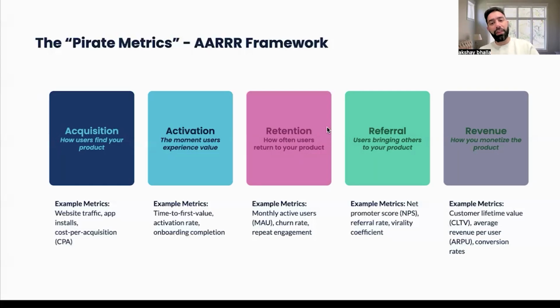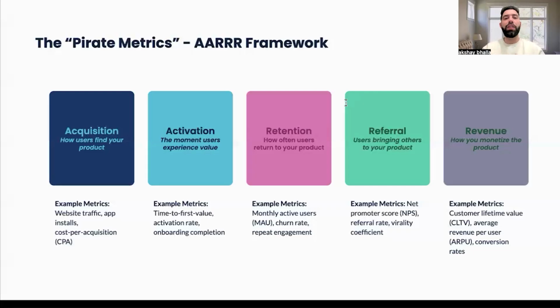The next important step is retention. Once you have acquired the customer and really activated them on your product, retention ensures that users continue to return and engage, indicating the product's long-term relevance and value to them. It's super important to track it at all times. Next is referral, which captures how your users are becoming advocates and helping your product grow organically through word of mouth.